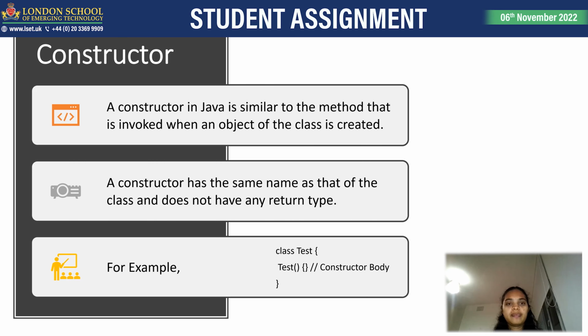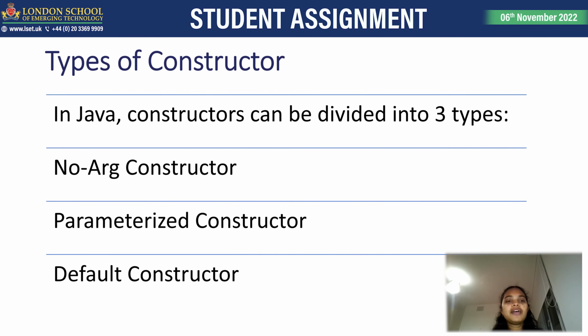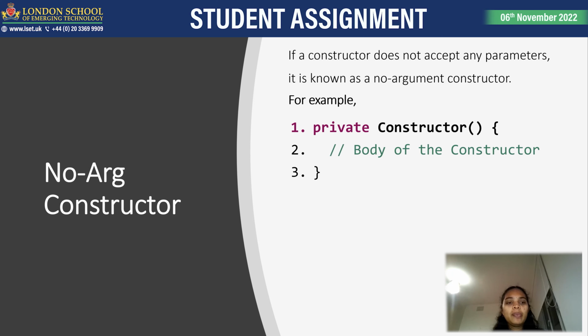types. What are the types of constructor? In Java, constructors can be divided into three types: no argument constructor, parameterized constructor, and default constructor. What is a no argument constructor? In a no argument constructor, the constructor does not accept any parameters. It is known as a no argument constructor.